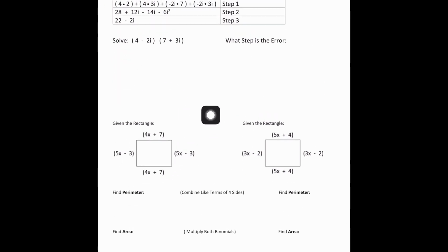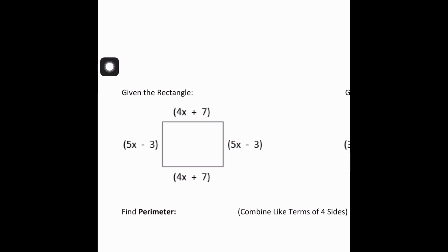All right. You guys did this again in 1.2. It's just looking for perimeter. Perimeter tells us to combine like terms of the 4 sides. Wonderful. Do the same for this one on yours independently. Let's zoom on in here. We'll combine 5x with 4x and 5x and 4x, and 5x plus 4x plus 5x plus 4x is 18x.